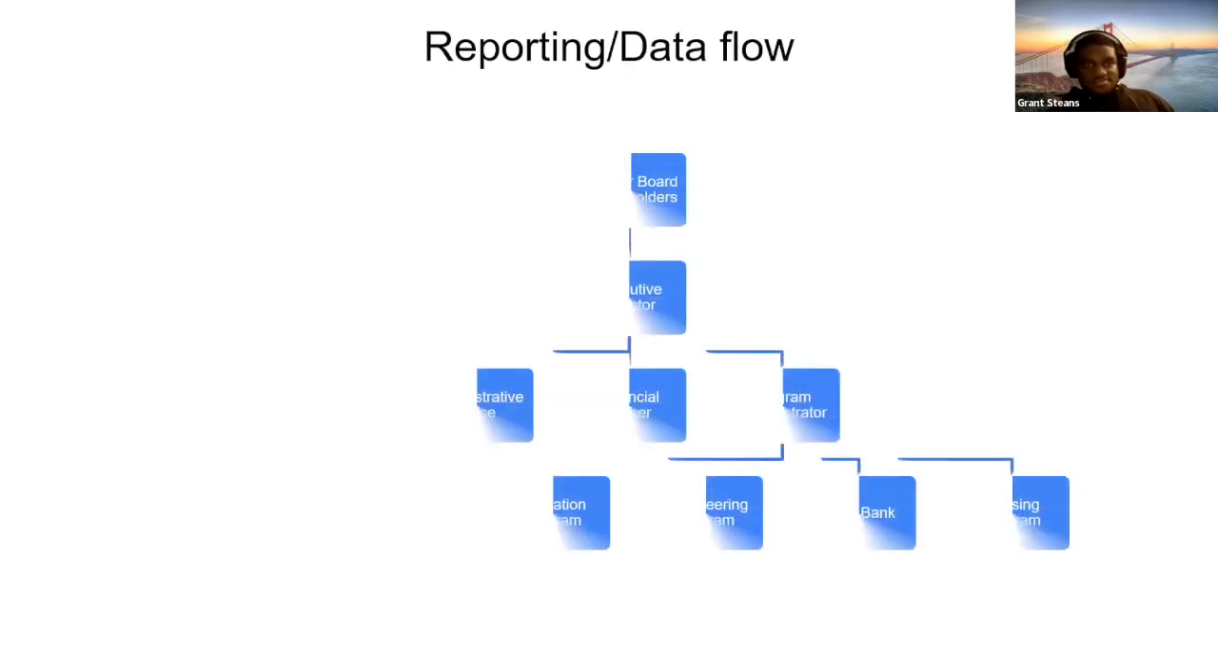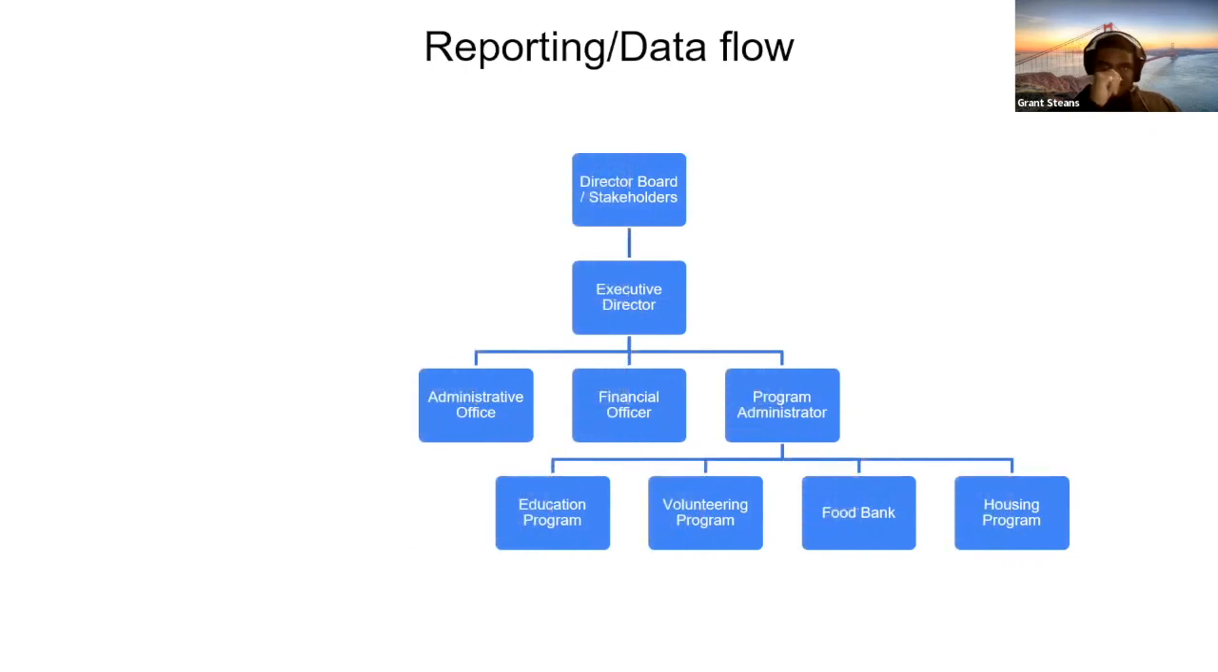All right. So here is another chart. I just built out a generic diagram of what a nonprofit organization may look like. Starting with our board of directors, the executive director, then we have our program administrators, the financial officers, the administrative offices, and then we have all the different programs that can fall under the program administrator. Not to say that there's not programs underneath the administrative offices and the financial officer, but this is just purely for example.